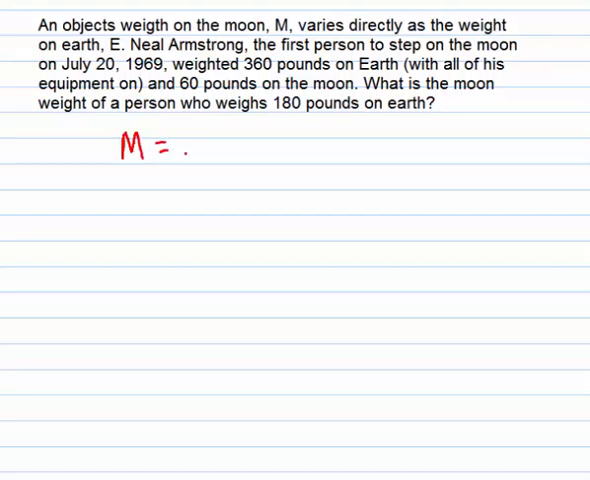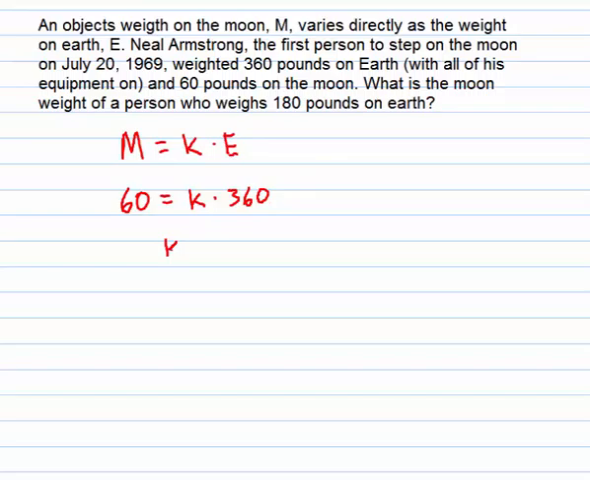is equal to some constant times what they weigh on the Earth. Okay, so our first step is to find the constant by using the data here, the moon and the Earth. So he weighs 60 pounds on the moon is equal to some constant times 360, what he weighs on the Earth.